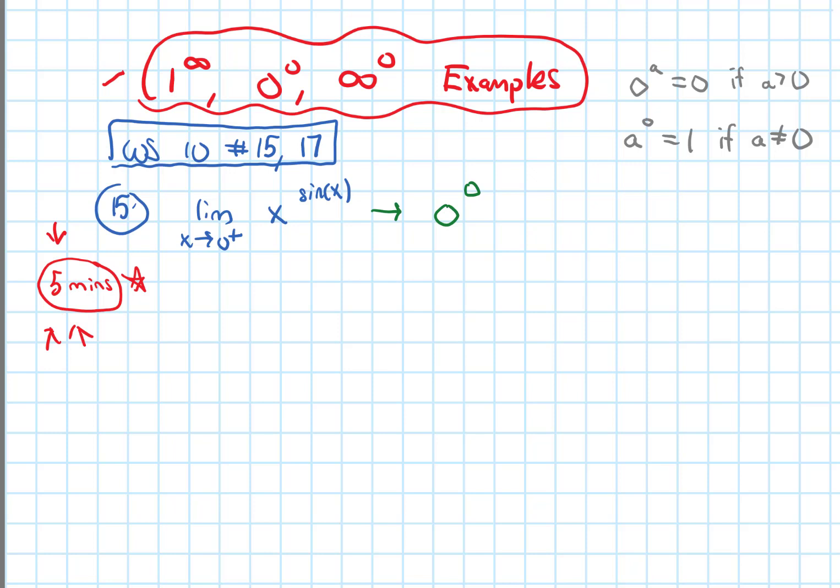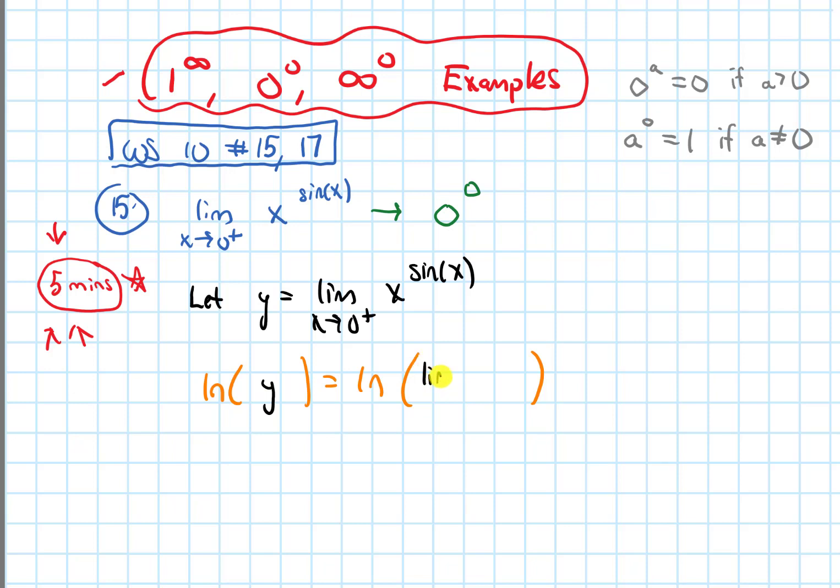All right, let's talk about it together now. Recall that our strategy for these is to first let the whole limit be equal to some new variable. I'm going to call it y. So let y be the limit as x goes to 0 from the right of x to the sine x. And then I'm going to take ln of both sides. So ln of the left and ln of the right. We'll have ln of y equals ln of this limit as x goes to 0 from the right of x to the sine x power.